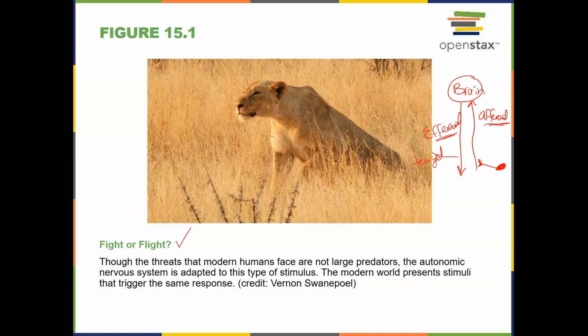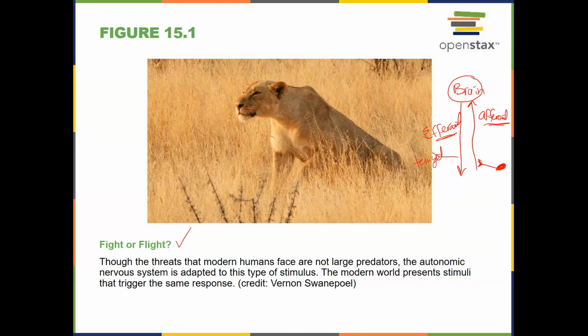And that autonomic response, that fight or flight, is meant to get you through the stressful stimulation so that you can survive to see another day, right? Basically, if you're looking at this lion here, this female lion, it turns out that the female lions do the hunting, right? Remember Hakuna Matata, Lion King? The female lionesses do the hunting.